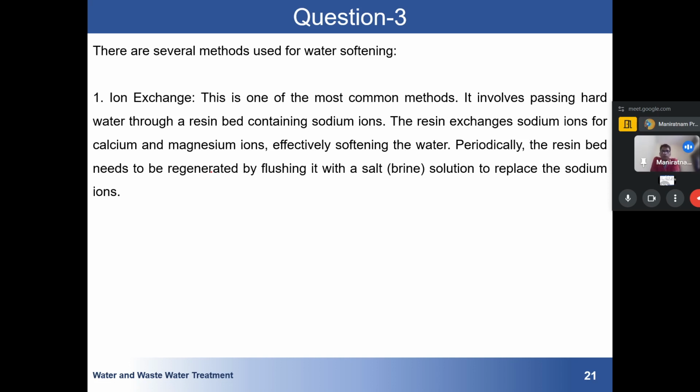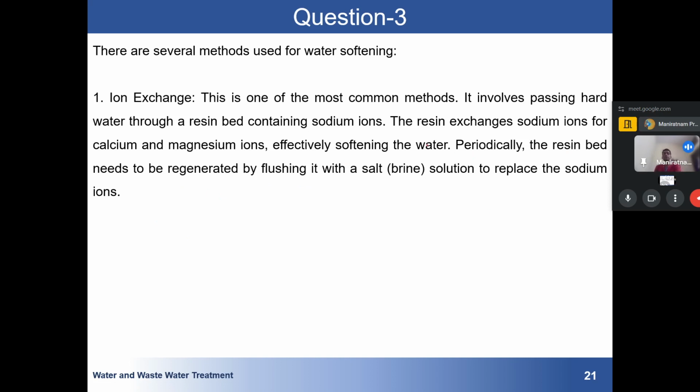Ion exchange is one of the most common methods. It involves passing hard water through a resin bed containing sodium ions. The resin exchanges sodium ions for calcium and magnesium, effectively softening the water. Periodically, the resin bed needs to be regenerated. So this is the ion exchange method.